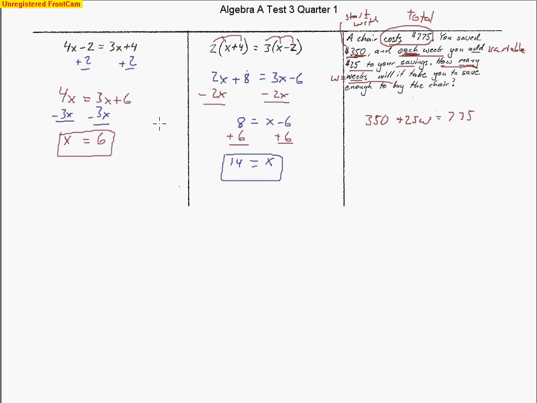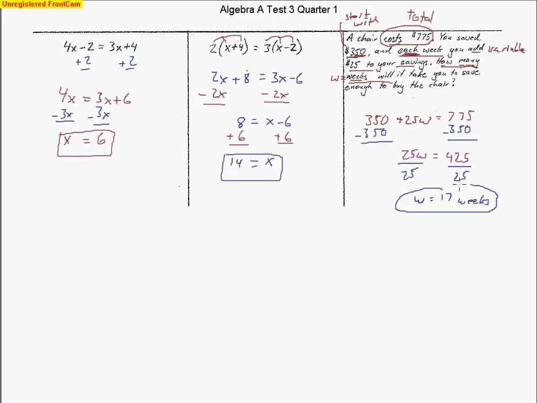So when we go ahead and solve this, we're just going to subtract that 350 from both sides. And when we do that, we're left with 25w equals 425. So we go ahead and do some division here, dividing by 25 on both sides. And when I do this, I think of how many quarters makes $4.25. Well, $4 times 4 quarters makes 16 quarters, makes $4, plus 1 extra quarter for the 25 cents would be 17 quarters. So 17 weeks is the answer.